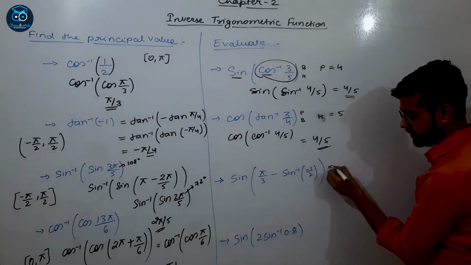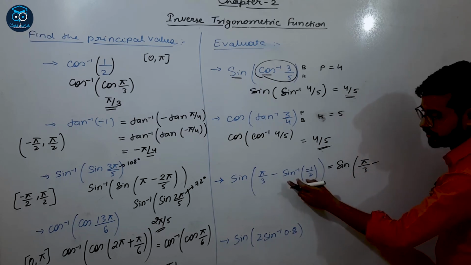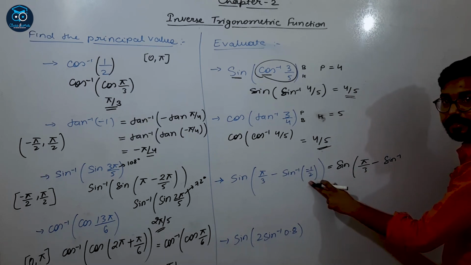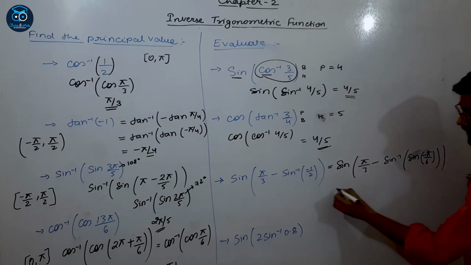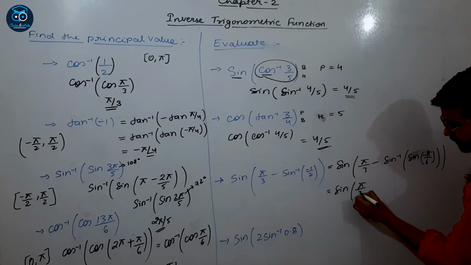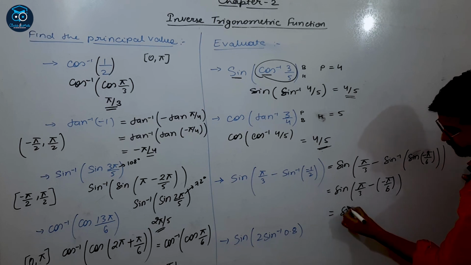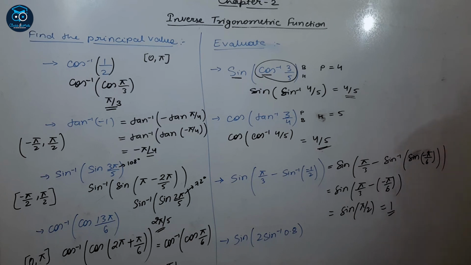Now in this question, it is sine of pi by 3 minus sine inverse of minus 1 by 2. First we have to simplify this term. Minus 1 by 2 comes from sine 30 degree, and with the negative sign, it will become sine inverse of sine minus pi by 6. So sine cancels out this term. So it is sine of pi by 3 minus pi by 6. When we simplify, we get sine pi by 2, and sine 90 is 1. So that is the answer.